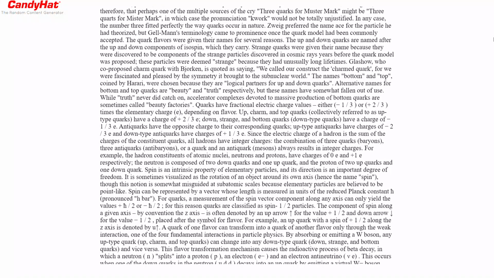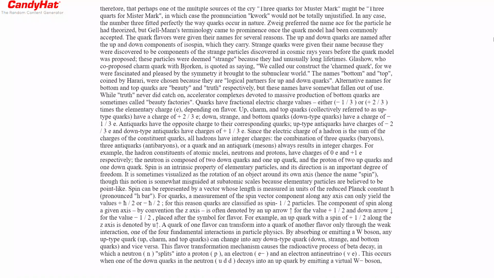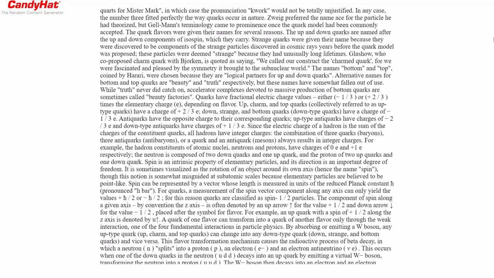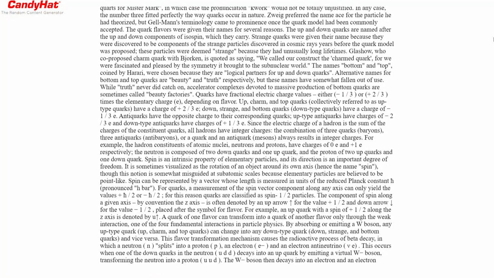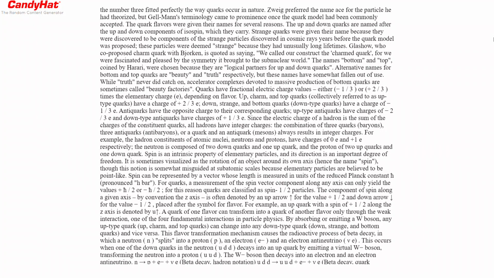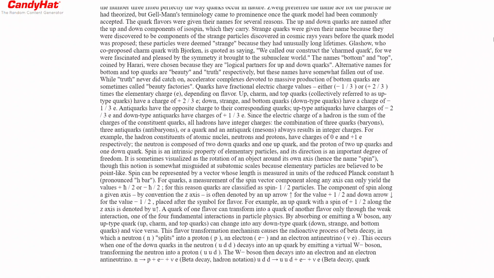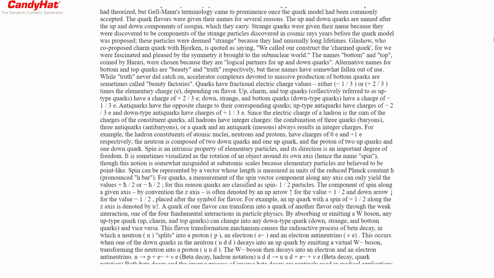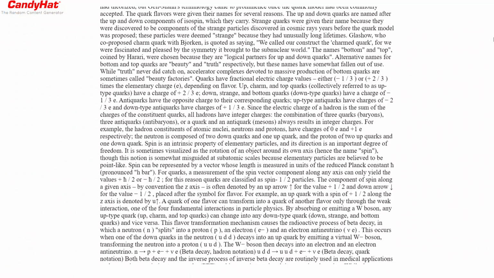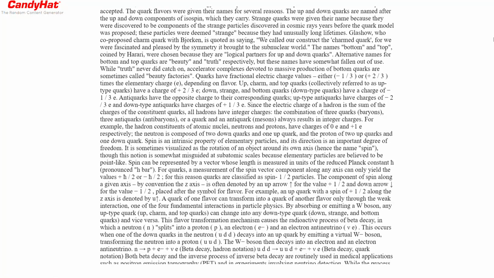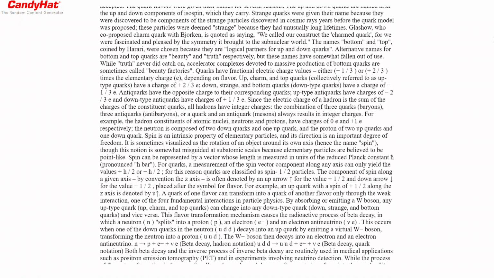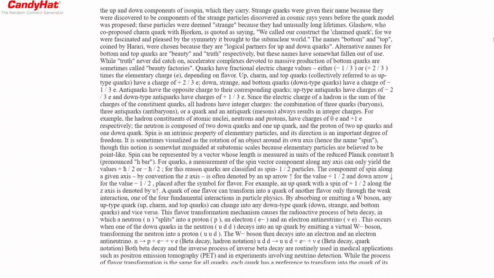This flavor transformation mechanism causes the radioactive process of beta decay, in which a neutron (n) splits into a proton (p), an electron (e⁻), and an electron antineutrino (ν̄e). This occurs when one of the down quarks in the neutron (udd) decays into an up quark by emitting a virtual W⁻ boson, transforming the neutron into a proton (uud). The W⁻ boson then decays into an electron and an electron antineutrino. n → p + e⁻ + ν̄e, beta decay, hadron notation; udd → uud + e⁻ + ν̄e, beta decay, quark notation.